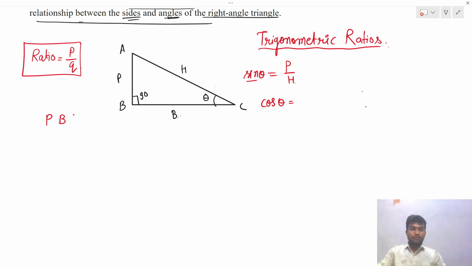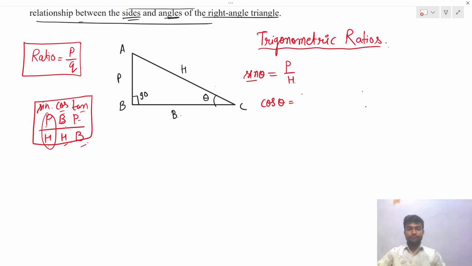Pandit Badri Prasad upon her bowl. So this is for sine, this is for cos, this is for tan. A very simple analogy we can learn from Pandit Badri Prasad, her bowl. For sine, perpendicular upon hypotenuse. For cos, base upon hypotenuse. Tan, perpendicular upon base. Very simple things.